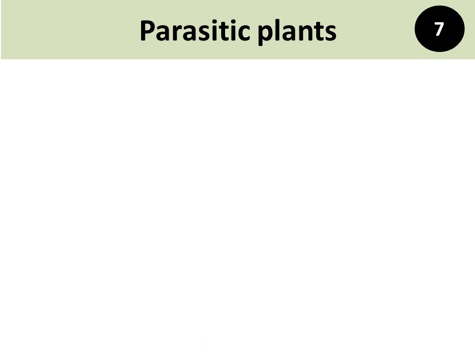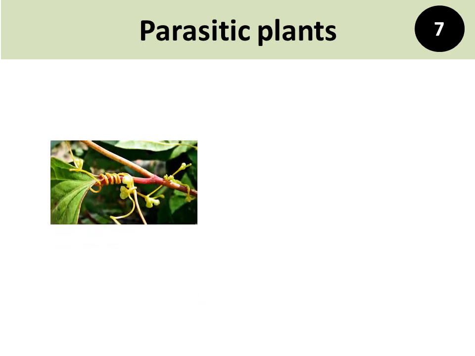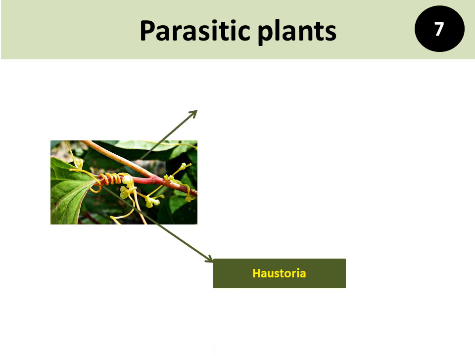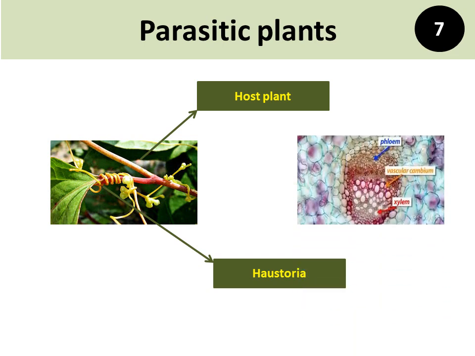Now I can explain this with the help of a diagram. You can see that this is the root of the parasitic plant, the haustorium, and this is the host plant which is affected by the parasitic plant. Now you can see in this diagram that as the haustorium penetrates the body of the host plant, it obtains prepared food from the phloem and water from the xylem of the host.